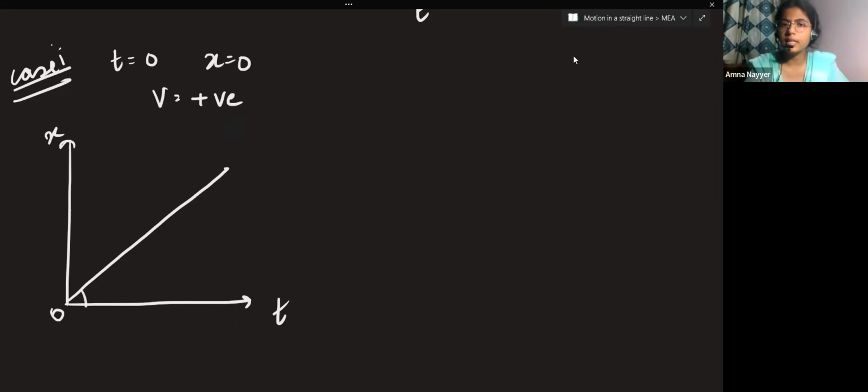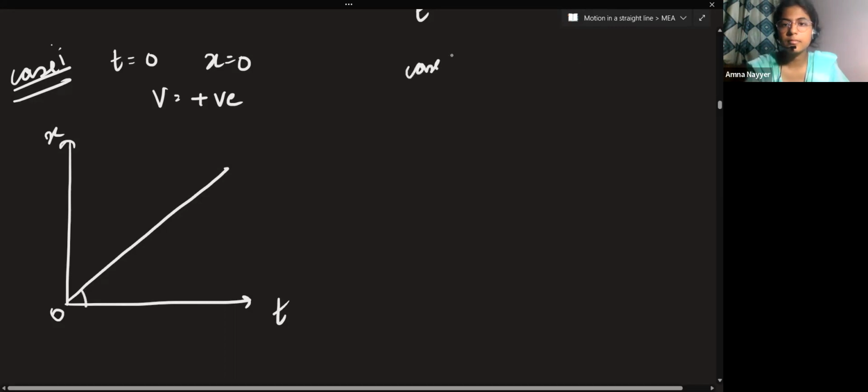Let's take a different case. Let's say time is 0, but displacement is not 0. The position is something positive. Value I'm not taking. Values will be given in the exam, or questions come this way also in the exam. And here the v is positive.